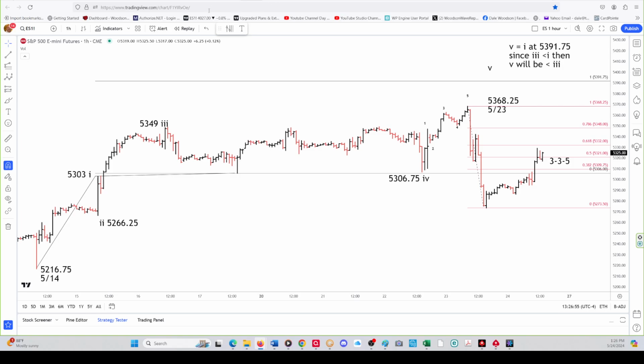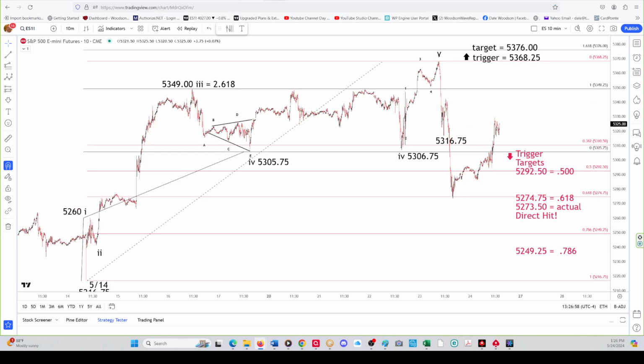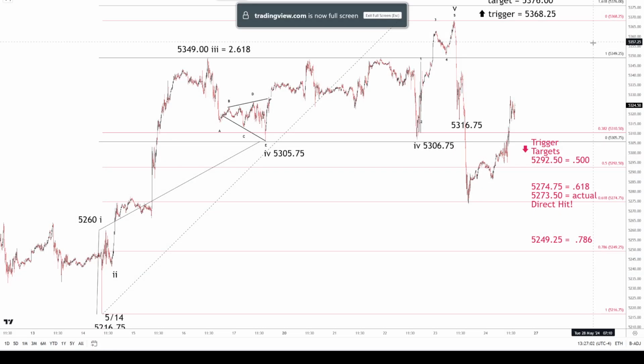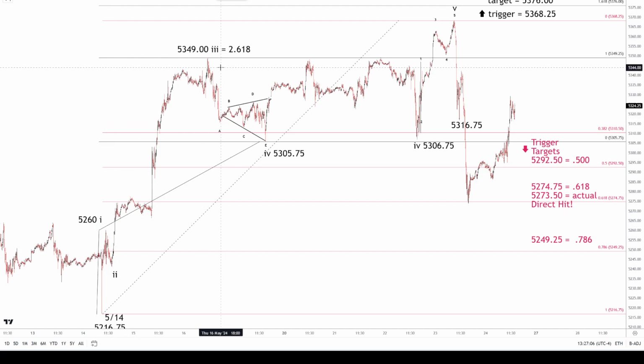Let's go from the hourly. Let's look down now at the 10-minute. And you can see this playing out. We'll make this full screen so we can see it better. There we've got that 1 up, 2 down. This is a different way to count it with a 3 up here.